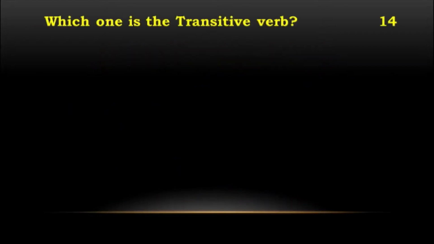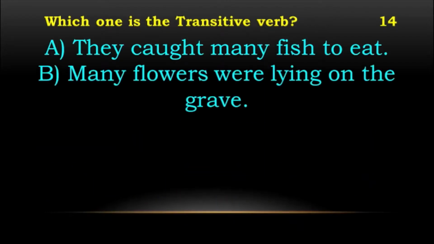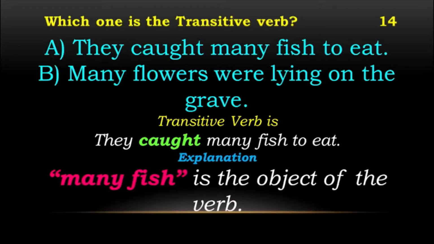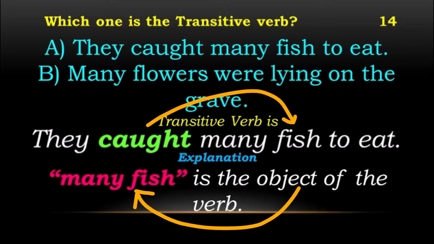Giving. The next one, number 14. They caught many fish to eat. Fish is uncountable here. Many flowers were lying on the grave. This is intransitive. And they caught many fish to eat. Here we have fish, your object, and caught is your transitive verb. Many is a quantifier.